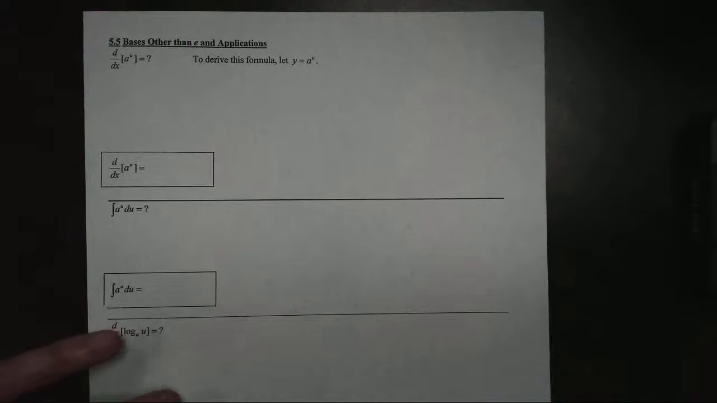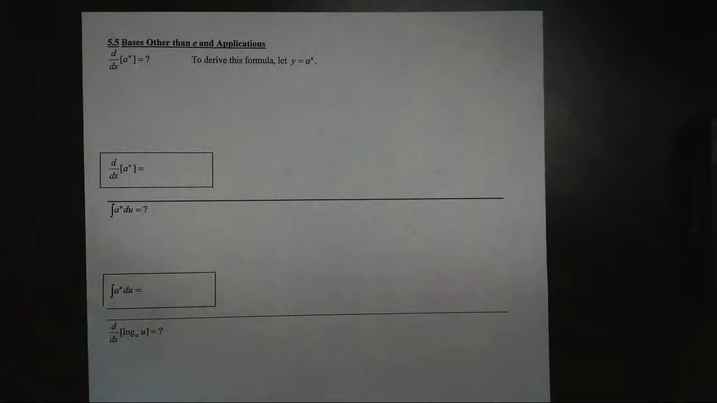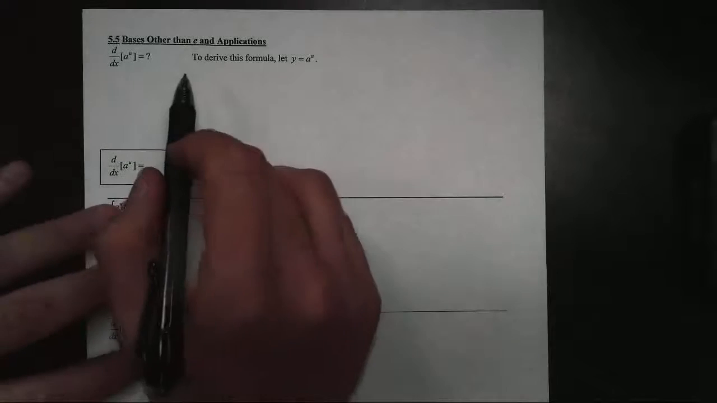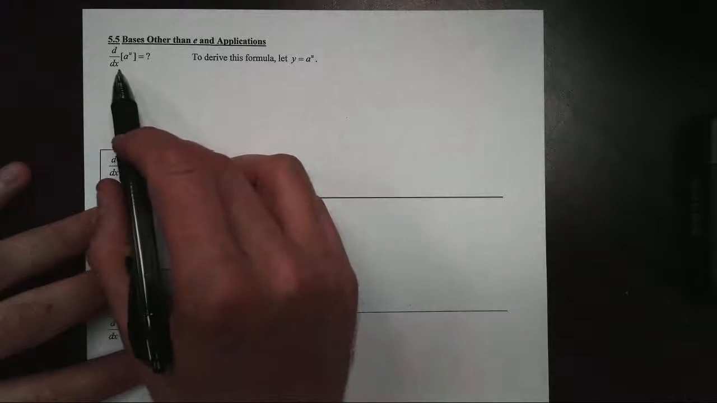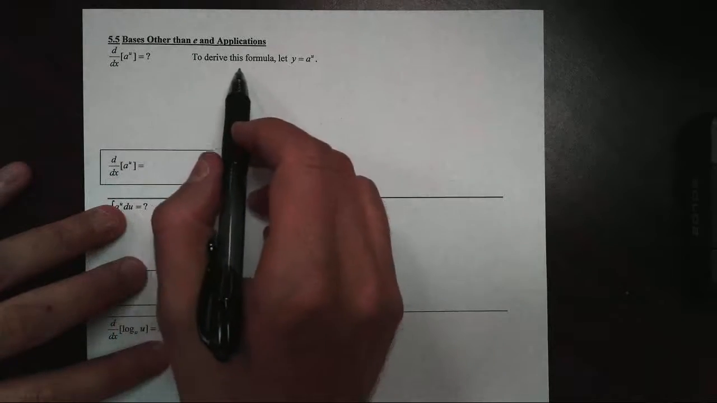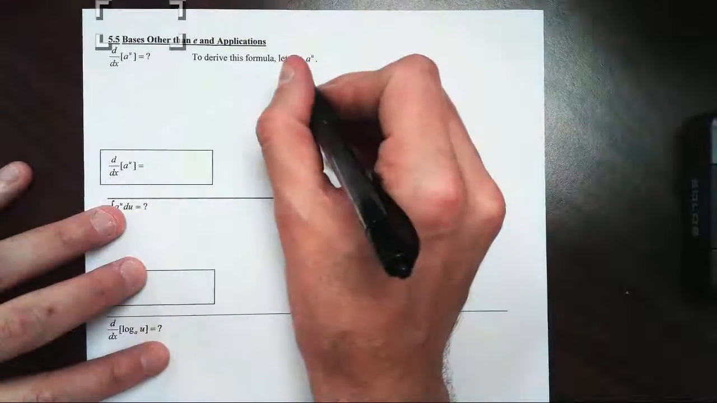Hello, today we're going to be looking at taking the derivatives, antiderivatives of functions where the base is not e. And this is very easy for us to do. The first one we're going to look at is a to the u. To do this, we're going to derive the formula.